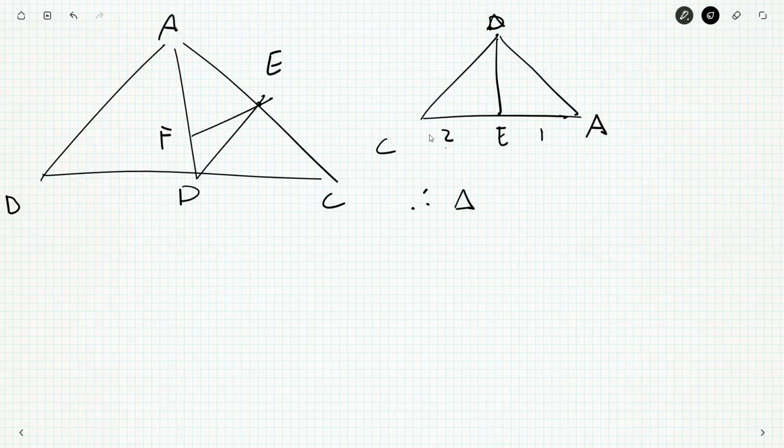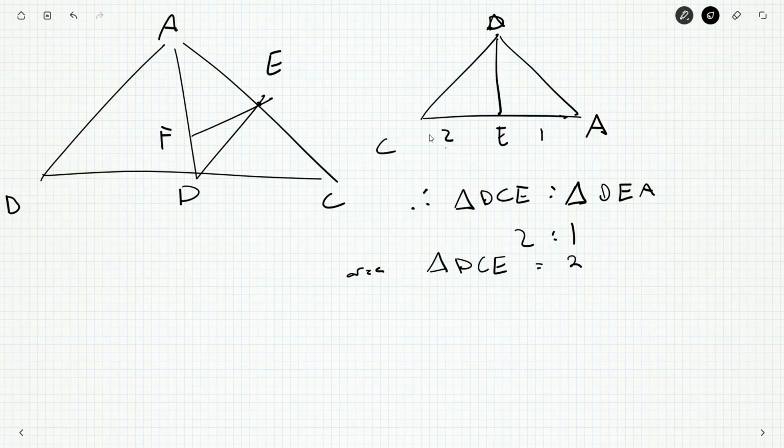Then that tells me that DCE to DEA is the same as 2 to 1. So they're going to have the same common height. I want to avoid writing that argument every single time. So the area of DCE, and if you want to write area in the front, of course, you certainly can, is 2 times the area of DEA. But I figured that out. That's 68. So we have 136, I think. Yeah, 136.